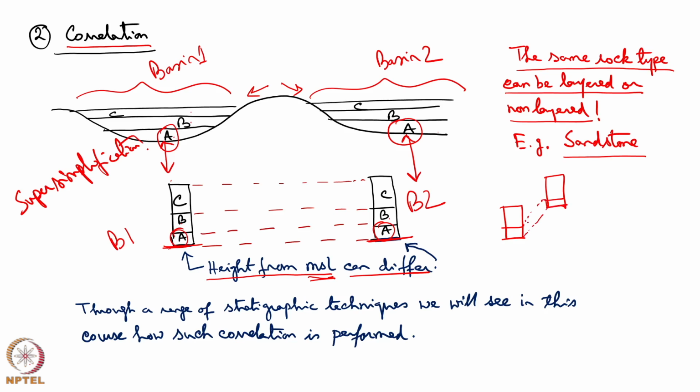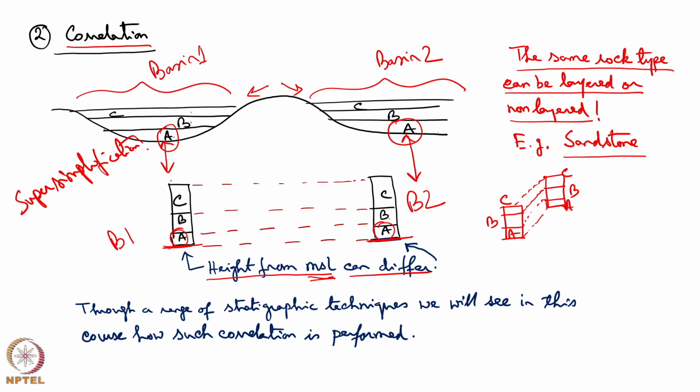this is a very common way of presentation. Unit A are correlated, then unit B is correlated, and then unit C is also correlated. Note that in the two different basins, even if the same rock is depositing, even if the same sediment is depositing and eventually becoming a rock, their thicknesses may differ.